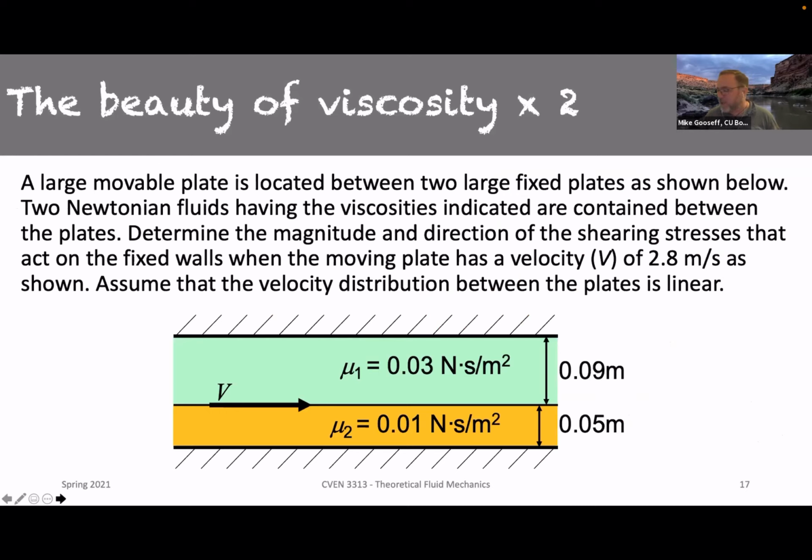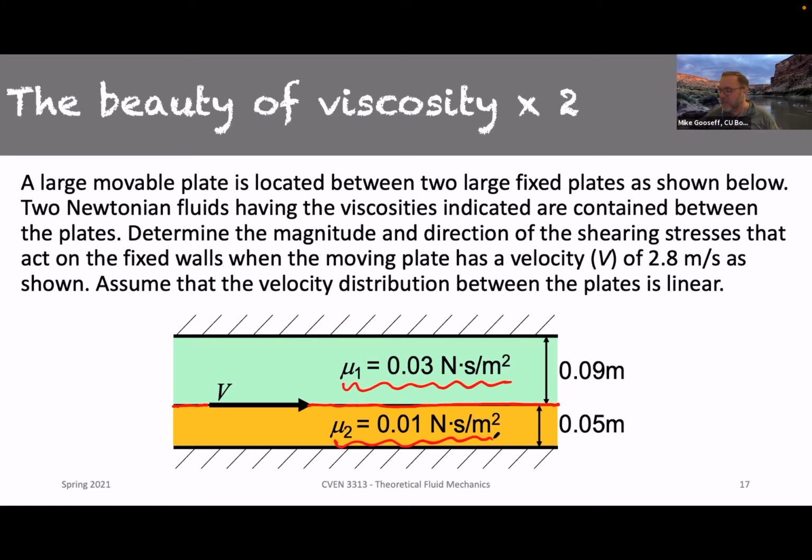Next question then. Now we have a plate in the middle here. Maybe I should have made it a different color, but it's a plate that is in between these two fluids, and those two fluids have different heights to them, essentially, different thicknesses between the plate and these walls, okay? So a large movable plate is located between 2 large fixed plates as shown below. 2 Newtonian fluids having the viscosities indicated. So we have dynamic viscosity here and dynamic viscosity here, are contained between the plates.